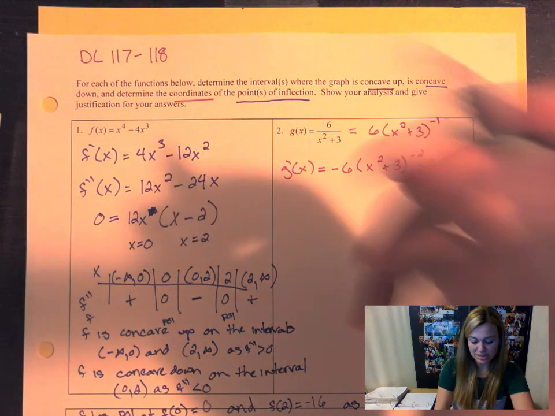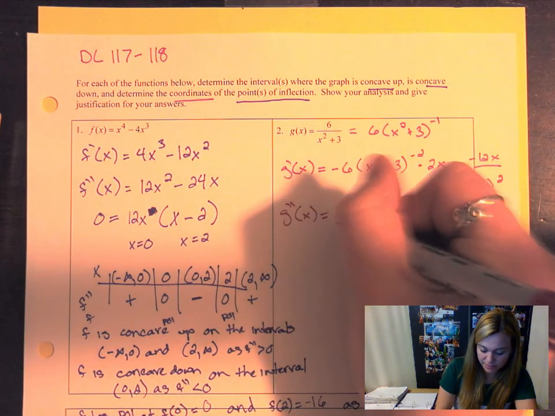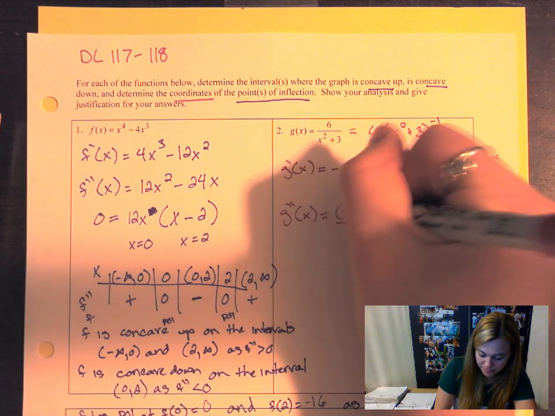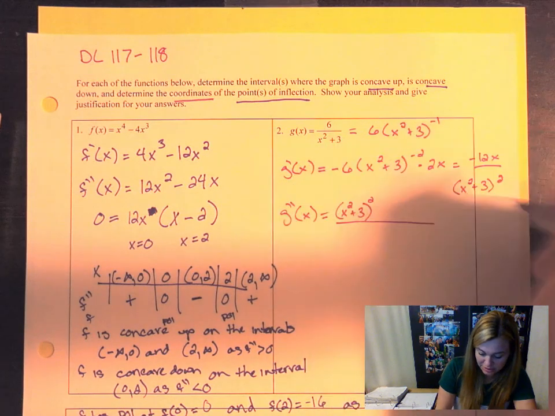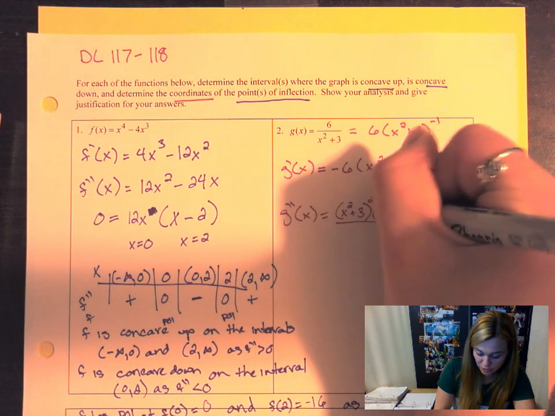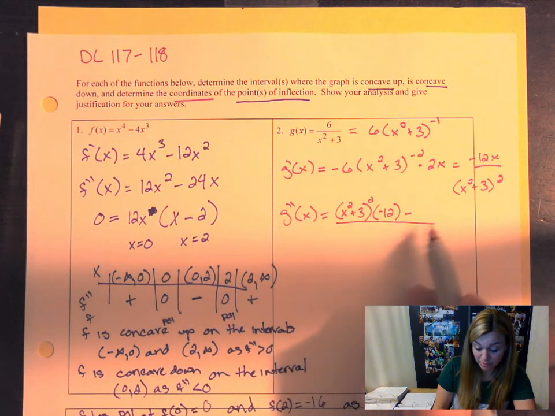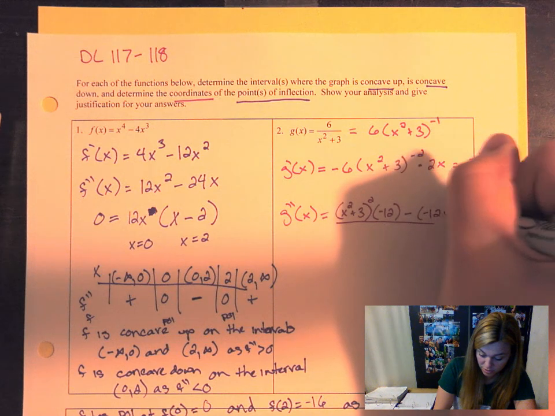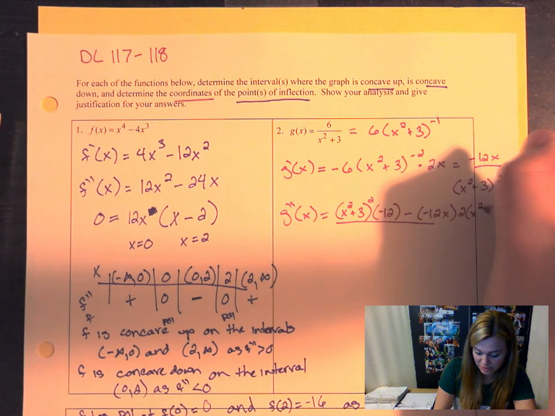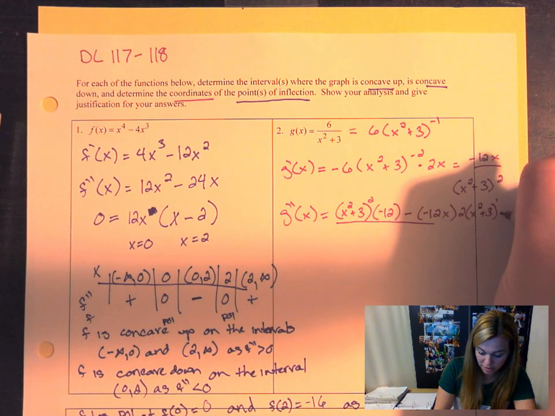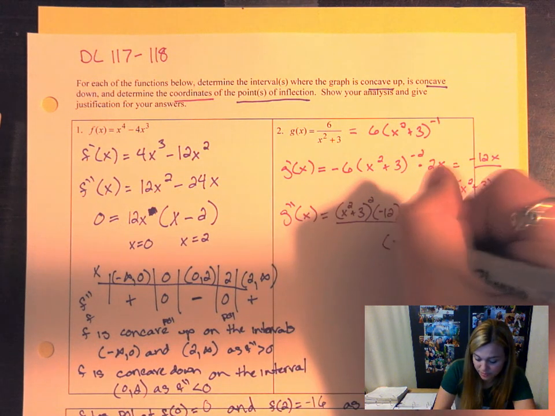In this case, I'm going to just go with it and do the quotient rule. Plus, it's good practice. We haven't done it in a while. So it's the bottom times the derivative of the top, which was negative 12, minus the top times the derivative of the bottom, chain rule. So 2 times x squared plus 3 to the first power, don't forget the derivative of the inside, over the bottom squared.